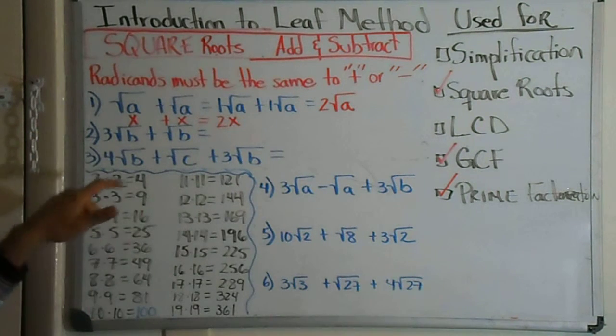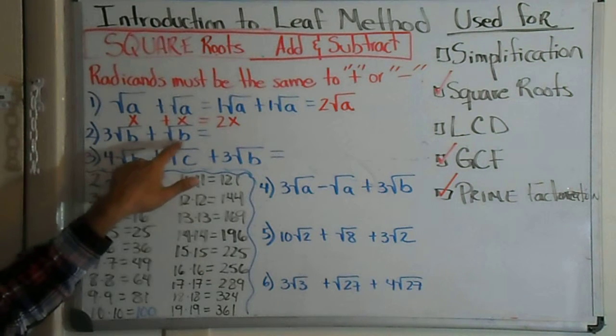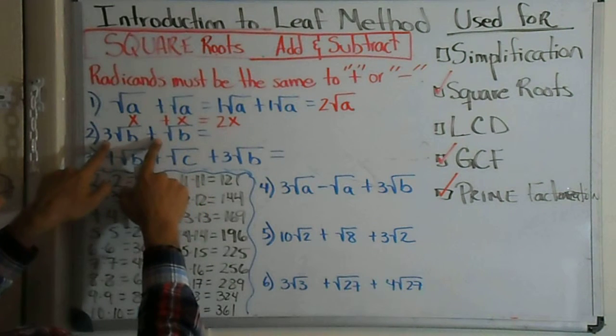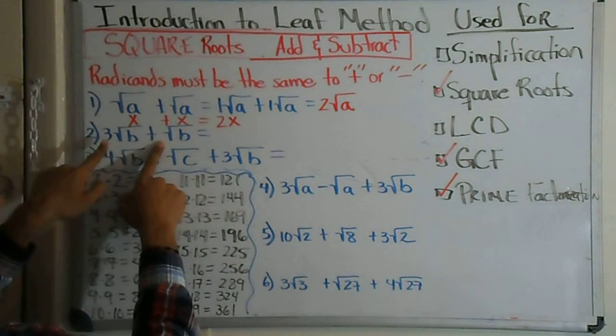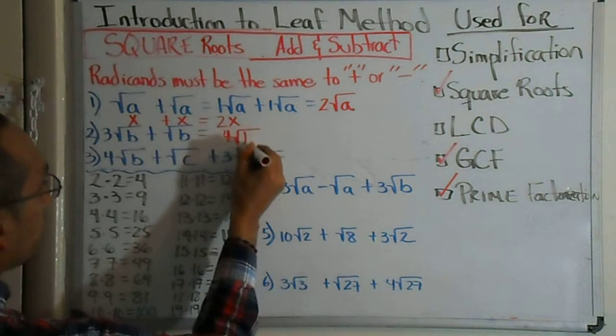So let's do another example. 3 square root of b plus 1 square root of b. You have the same radicand, therefore add the number in front. So 3 plus 1 is what? 4 square root of b.